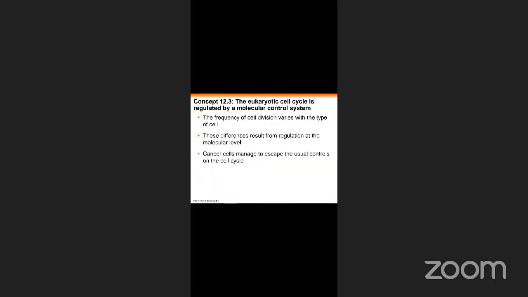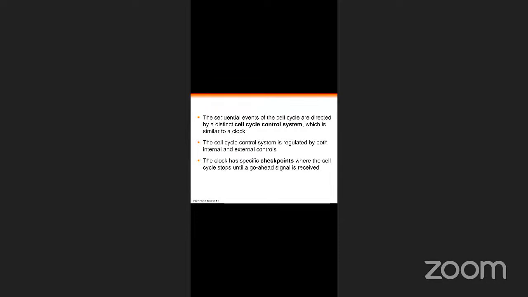So the eukaryotic cell cycle is regulated by the control system. Okay, that is regulation at the molecular level. So what does the cell cycle control system mean? It has some chemical signals that are present in the cytoplasm. So that will actually control the cell cycle. They are called checkpoints, as I told you. There are some internal controls and external controls.